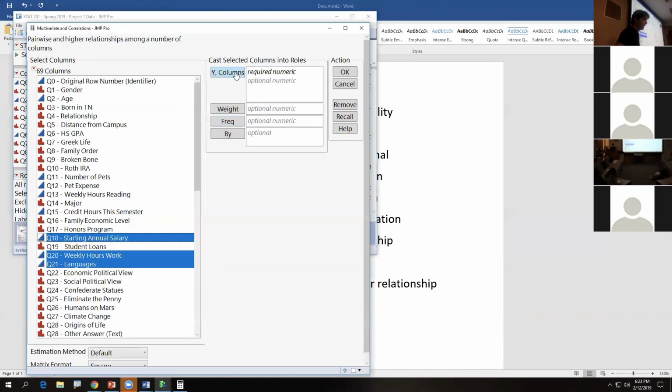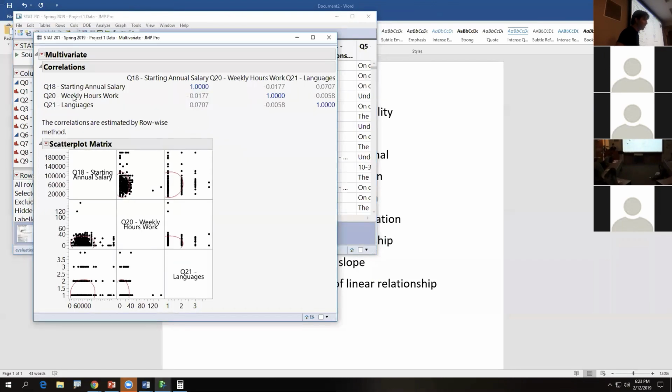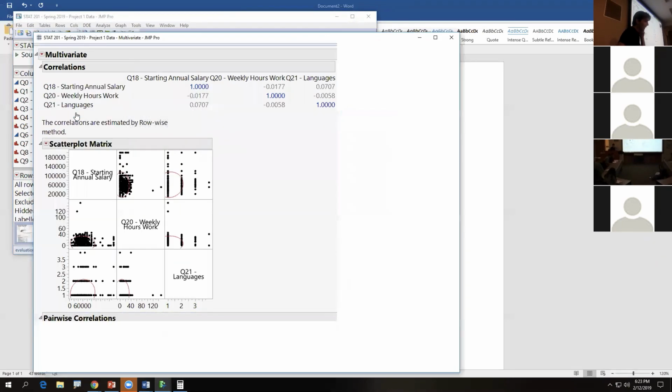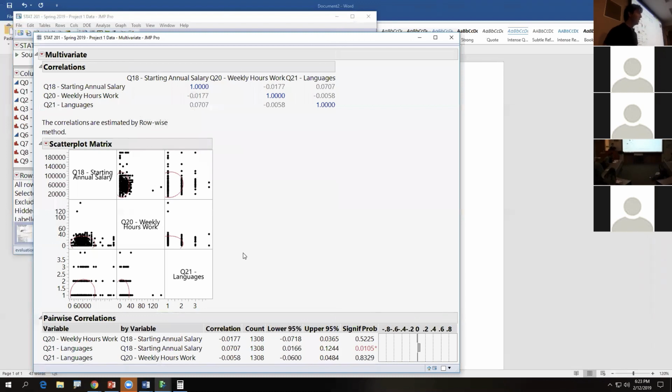And let's look at, we should get 3 p-values here. So I'm going to go to pairwise correlations. And you can see the different correlations. Which of these correlations is statistically significant? Languages and starting annual salary. And you see the correlation here is positive. So the correlation is not the statistical significance.